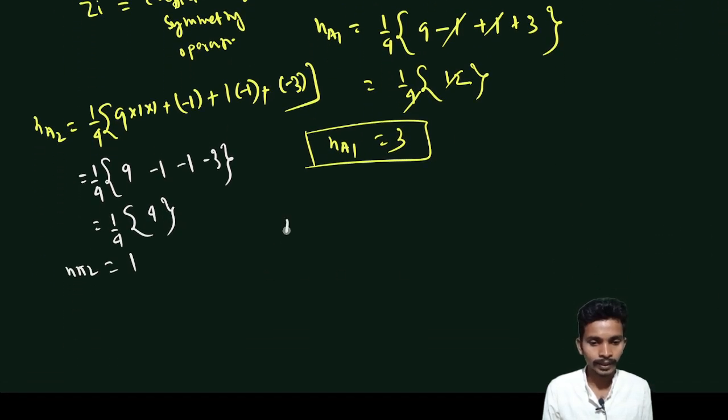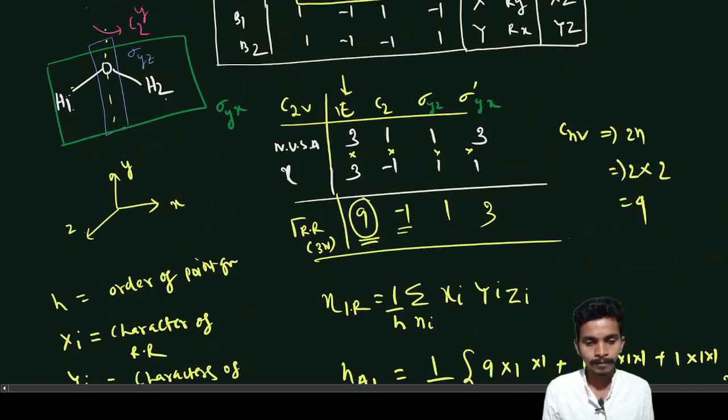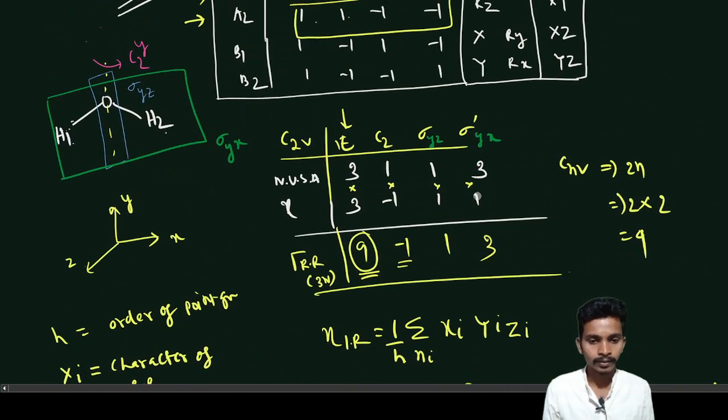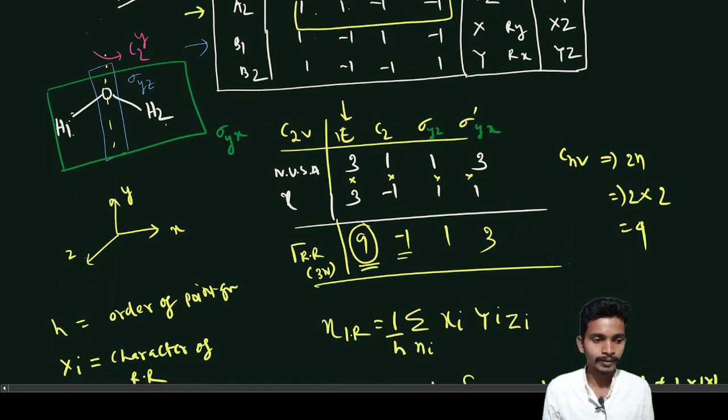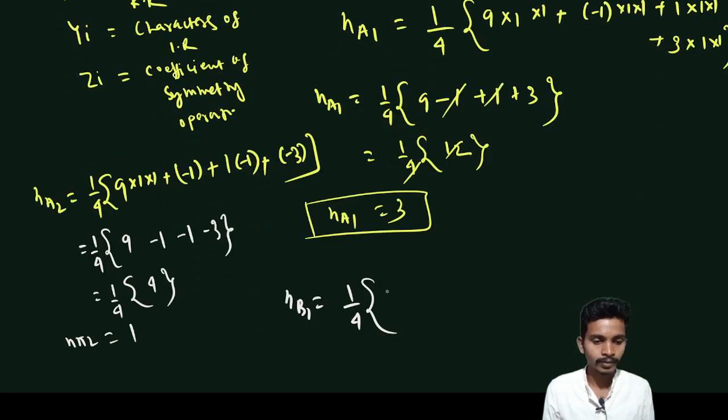Similarly we go for NB1, then order is 4. So again we will go for this value B1. So this is 1 minus 1, 1 minus 1. Okay, so first we will go for 9. So 9.